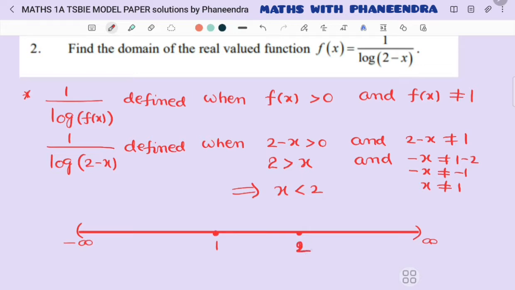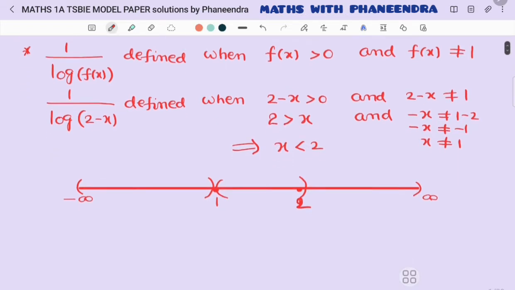So, x is less than 2 means from minus infinity to 2. In this interval, x is not equal to 1. So not equal to 1 means x is not equal to 1. So x belongs to the open interval of minus infinity to 1, union 1 to 2, we can write it.